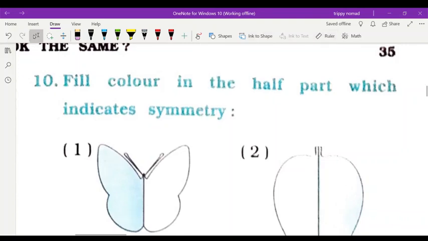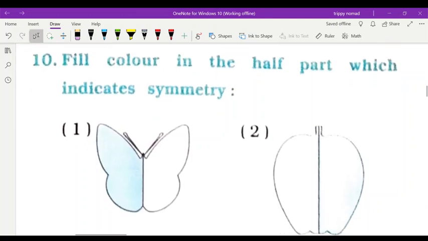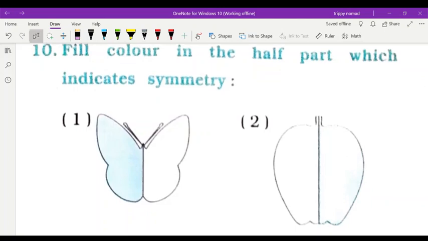Now you see this question: fill the color in the half part which indicates symmetry. As you have to color the half part in the previous one also, you have to fill the color in the half part. This one, this half part you have to color.